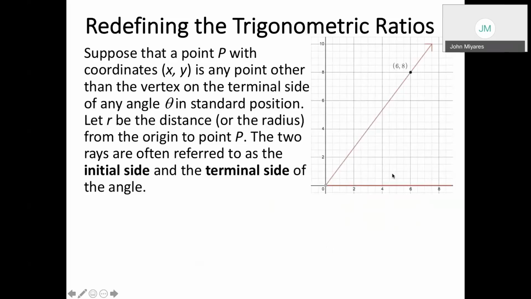I've got this angle. I've got my initial side on the positive x-axis. I've got my terminal side going up here. The point P that they're talking about might be this point 6, 8 that is on the terminal side of the angle. Let r be the distance from the origin to point P. And again, the two rays are often referred to as the initial side and the terminal side of the angle.